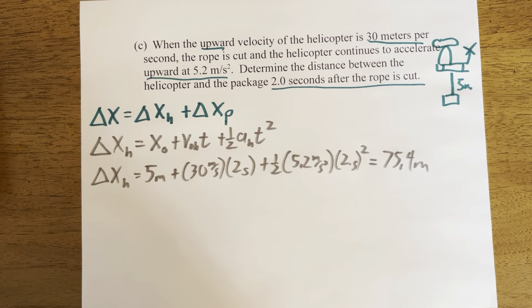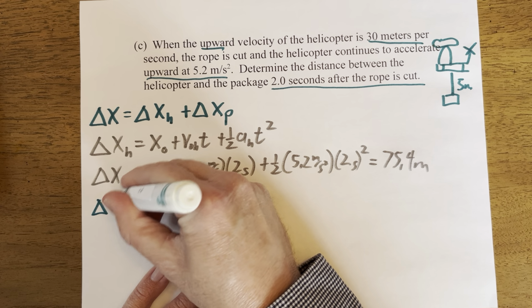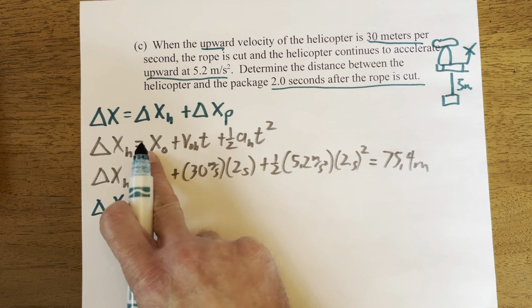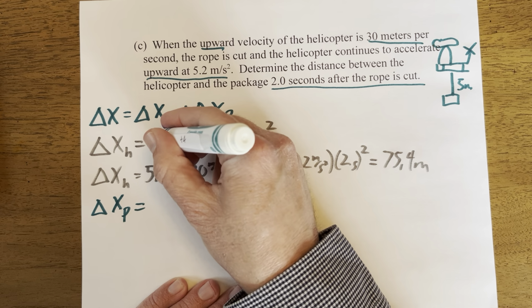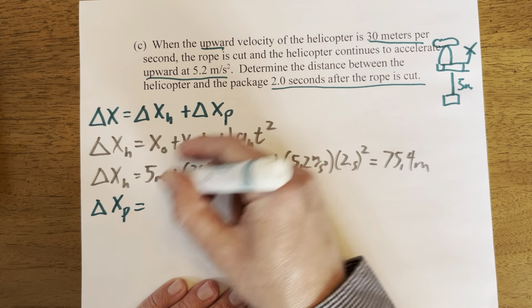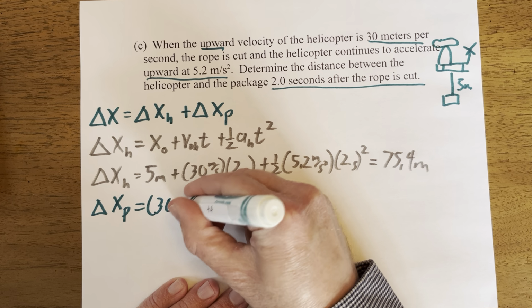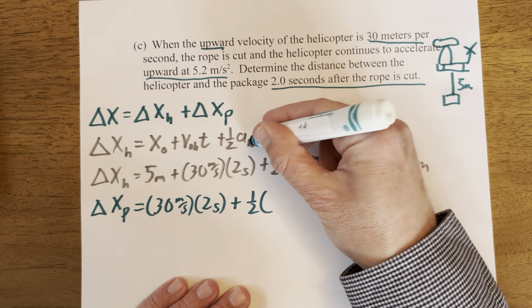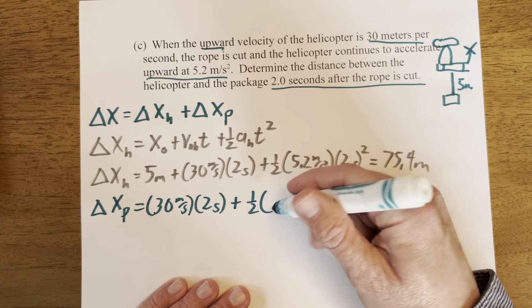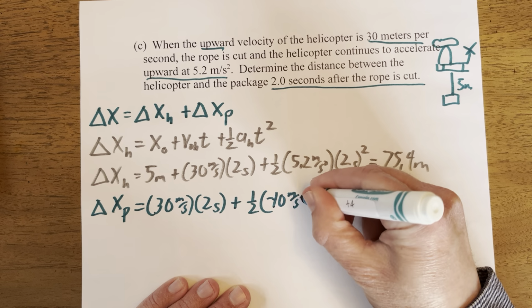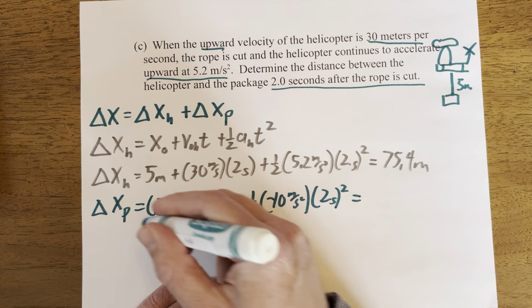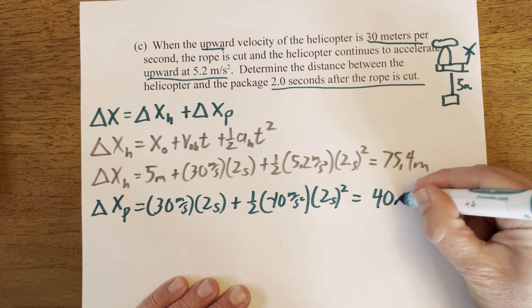Now, let's do the package here. We're going to do the third equation again, but this time from the package's point of view. So the displacement of the package, we're going to use the same equation right here, but for the package. The package started at 0 position, so the package's initial velocity was also 30 meters per second. We're talking about this same time of 2 seconds, and so the difference is when we get to the acceleration of the package, it's in free fall now. So its acceleration is negative 10 meters per second squared, and then 2 seconds again is the time. And if we work out all of this math, we get 40 meters.